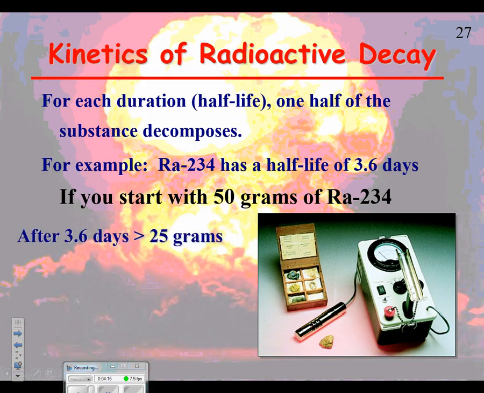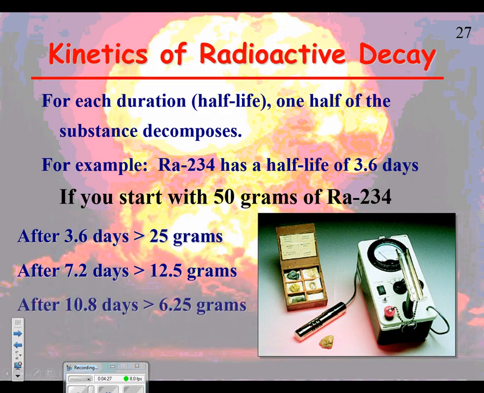What happens after 7.2 days? Okay, good. I'll be cut in half again. What happens after 10.8 days? Okay, and if I went another 3.6, it would be half of that. So every time I go another half-life, I just cut it in half. Okay, pretty easy.